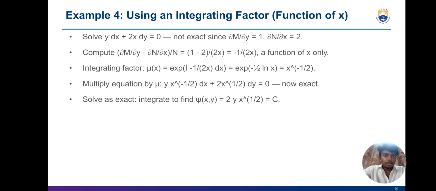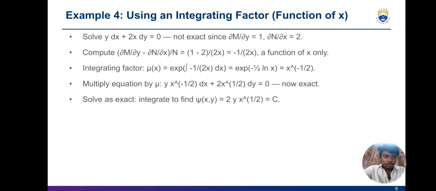Compute (∂M/∂y minus ∂N/∂x) by N equal to (1 minus 2) by 2x, equal to minus 1 by 2x. It is a function of x only. Integrating factor mu of x equal to exponent of integration of minus 1 by 2x dx.